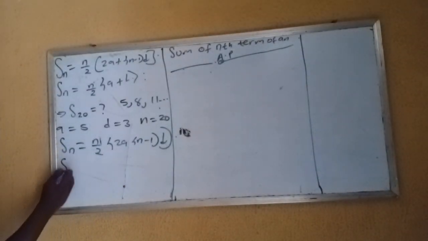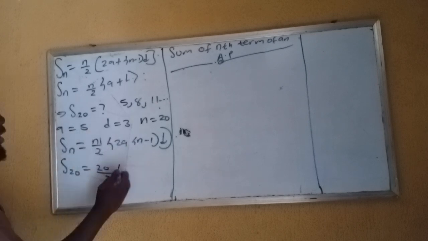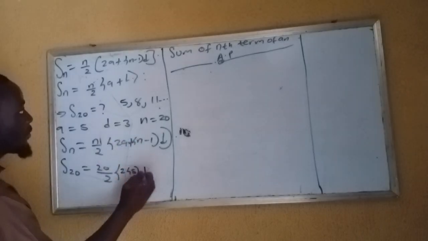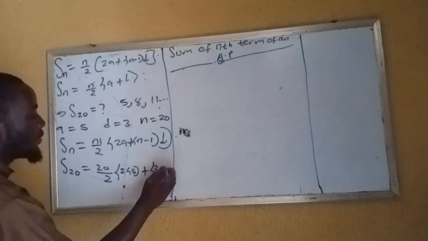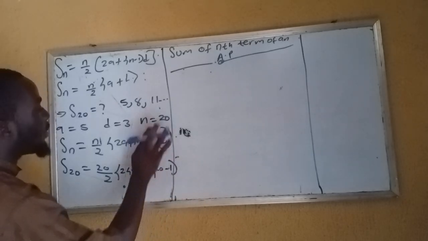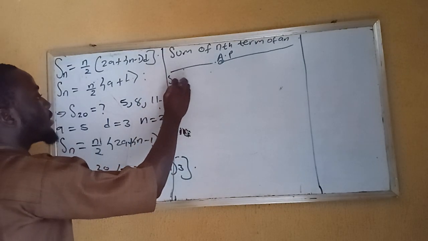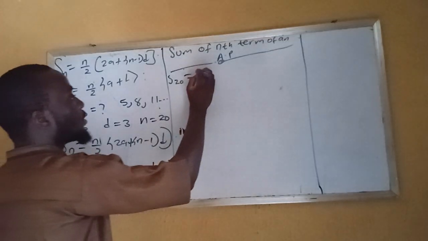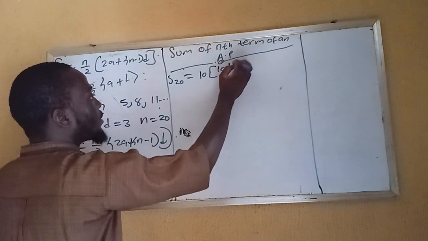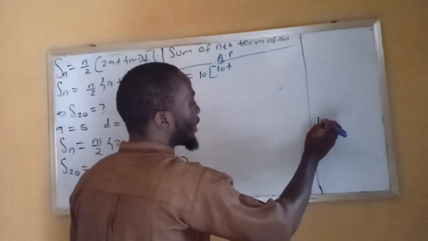Now, substituting into our formula, we have S20 equal to 20 over 2 into bracket 2a, that is 2 into 5, plus n minus 1 d, which is 20 minus 1 times d. Our d is 3. Calculating this, S20 equals 20 divided by 2, which is 10, into bracket 2 times 5, which is 10, plus 20 minus 1, which is 19, times 3.